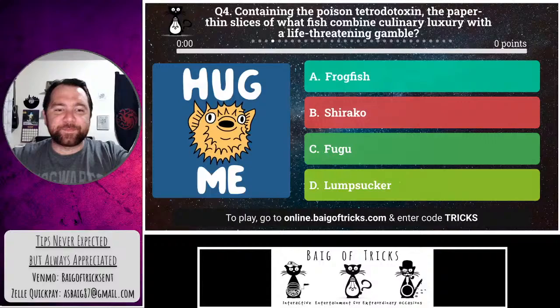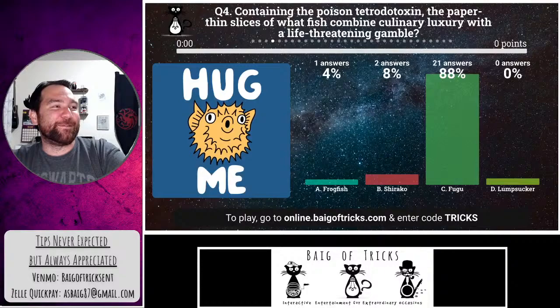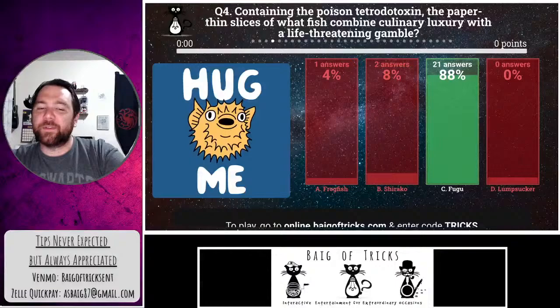And here we are. One person said frogfish. Two people said shirako. 21 people known as blowfish. Fugu is the correct answer here.